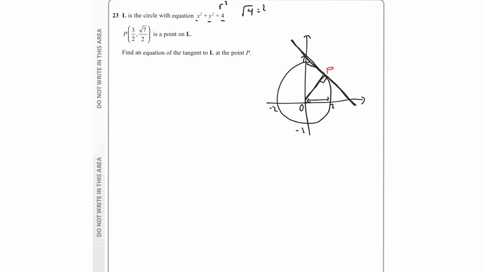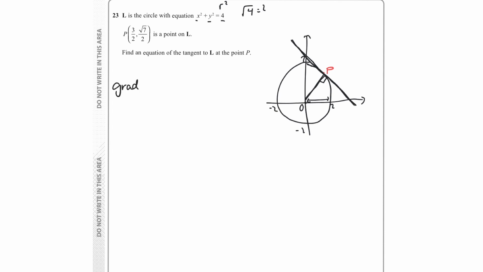So long story short, if we now work out the gradient of the circle at point P, because remember point P is on the circle, and work out the negative reciprocal of that, we can therefore work out the gradient of the tangent, and that will help us to work out the equation. So let me stop waffling and actually work this out.